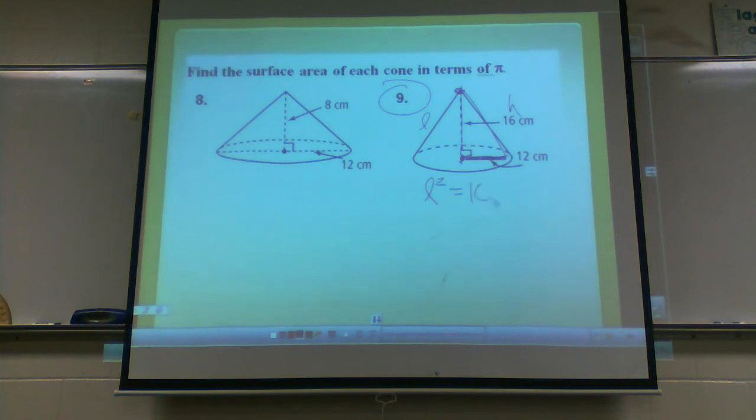12 squared plus 16 squared equals c squared. Solve that out, what do you get? 20. Is that right? Yeah.